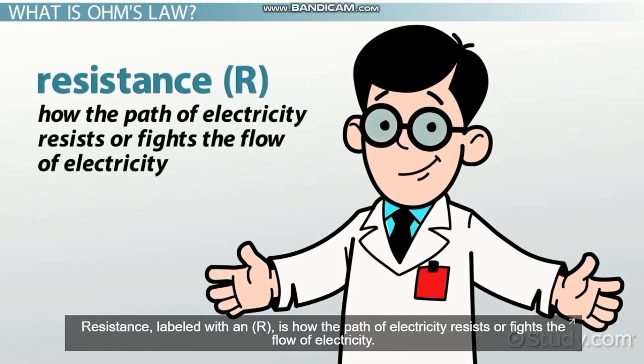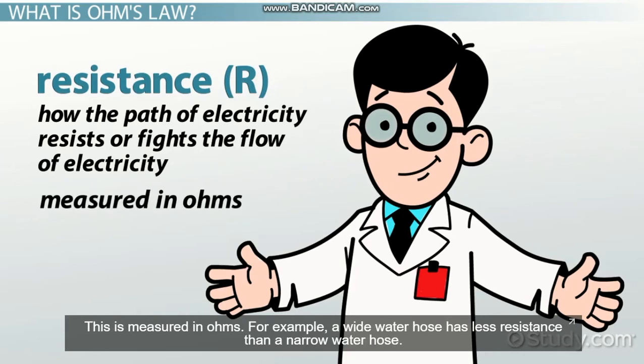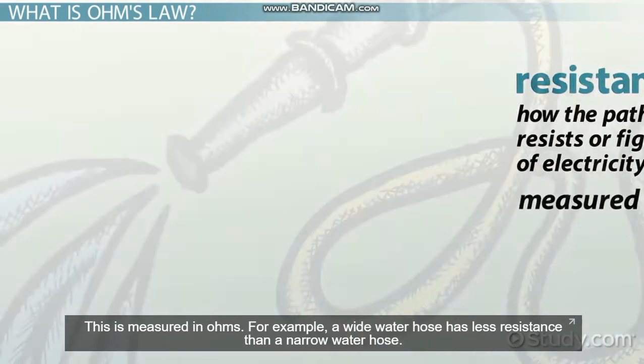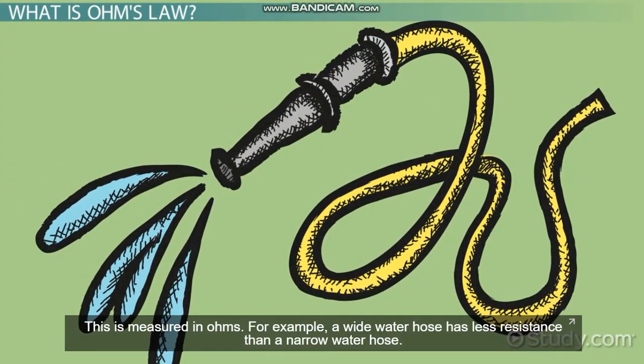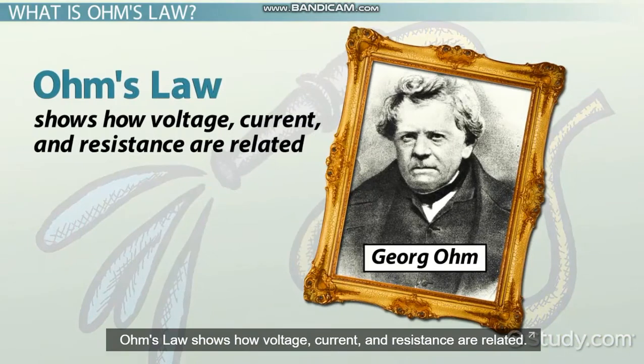Resistance, labeled with an R, is how the path of electricity resists or fights the flow of electricity. This is measured in ohms. For example, a wide water hose has less resistance than a narrow water hose. Ohm's law shows how voltage, current, and resistance are related.